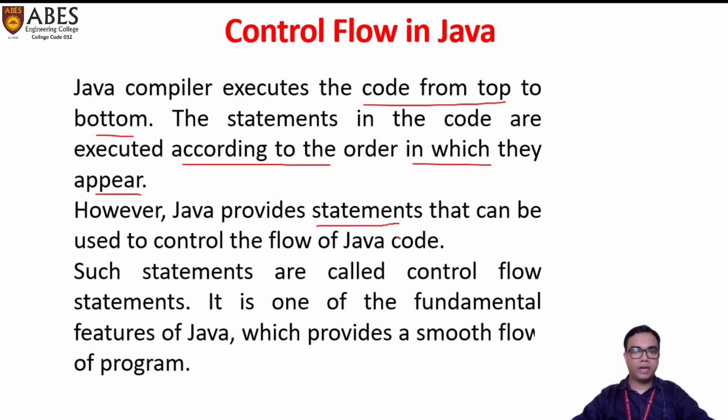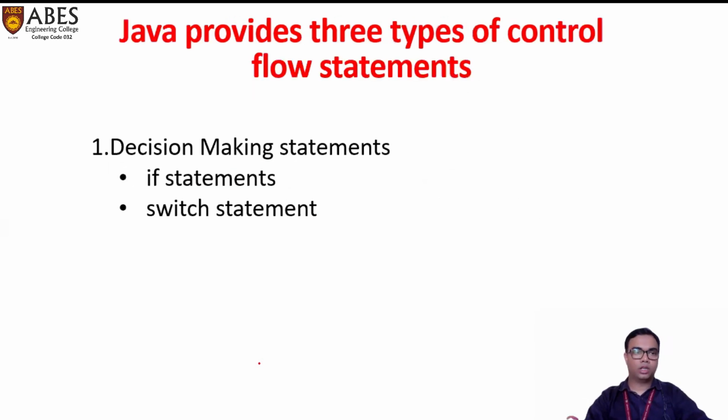Java provides statements that can be used to control the flow of data. Such statements are called control flow statements, and it is one of the fundamental features of Java, which provides a smooth flow of program. So how can we do this? The first one is decision making, and in this, we have the if statement, if else statement, and nested if else.